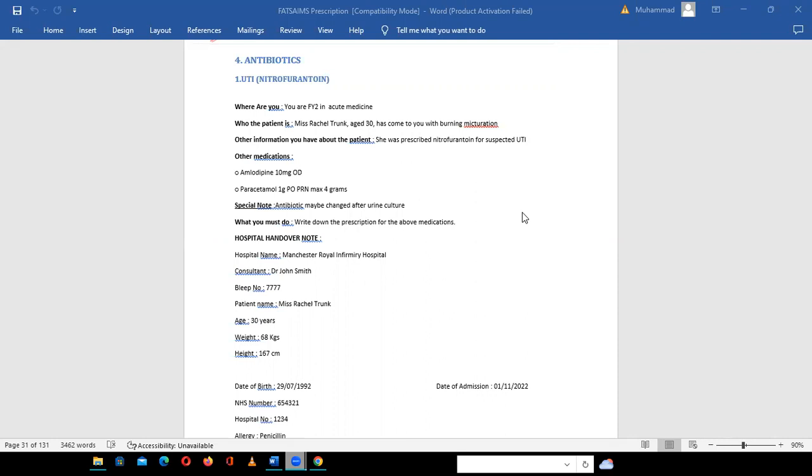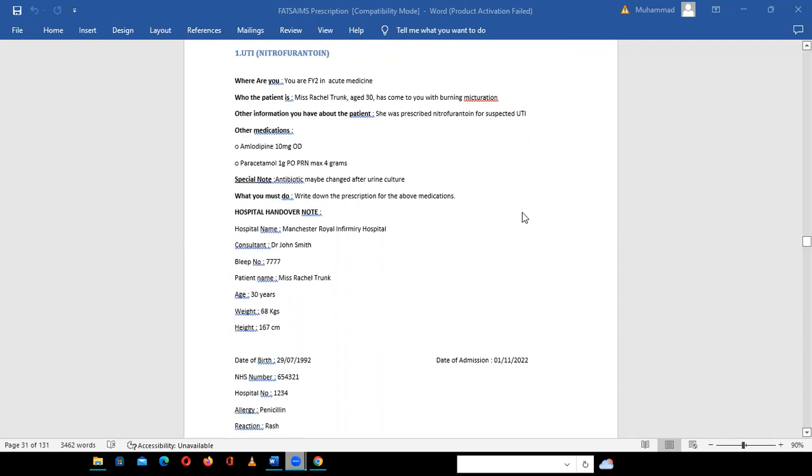So we have got other medications, which are the regular medications and as required, amlodipine and paracetamol. So we have a special note indicating that antibiotics may be changed after urine culture. So this would be your additional information. You can write it in additional information that antibiotics may be changed after urine culture. Here it is. So you can change it after the urine culture. What you must do, write down the prescription for the above medications.